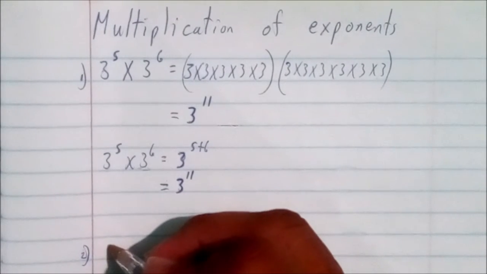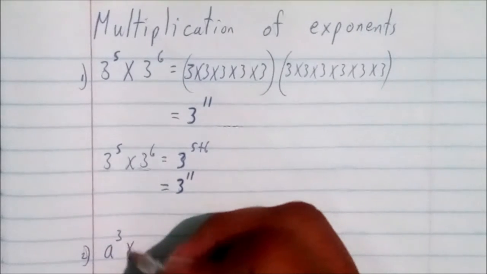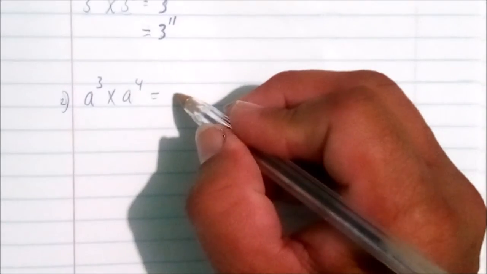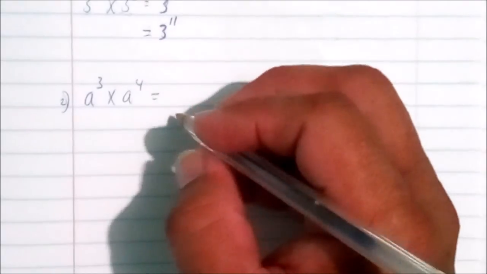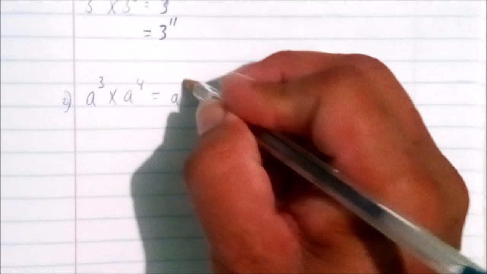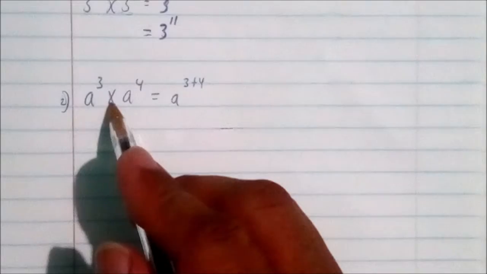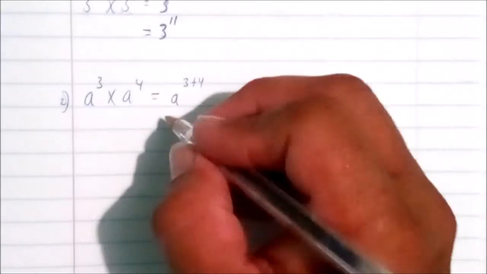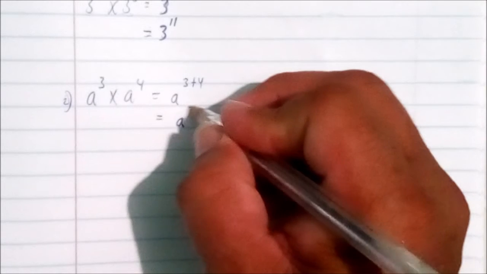Example 2. We have a to the third power times a to the fourth power. Let's use the rule. Okay? The rule says that we can expand it if you want, but we are not going to be expanding it out because I've already shown you this. So you're going to say that it is a to the power 3 plus 4, since it's multiplication. This now gives us a to the 7th power. All right?